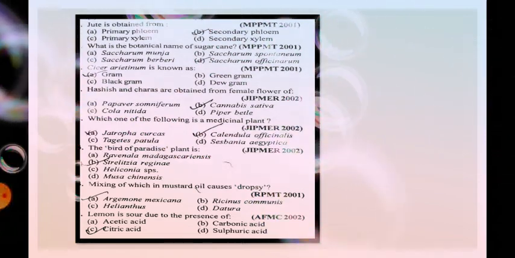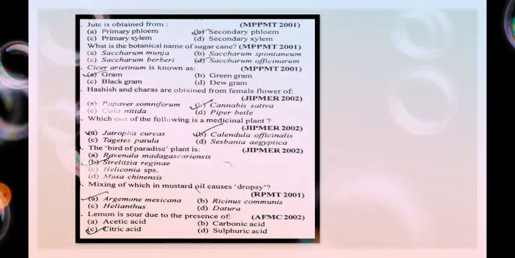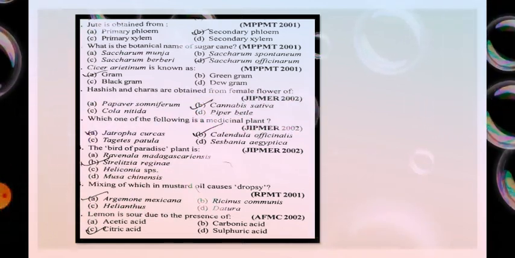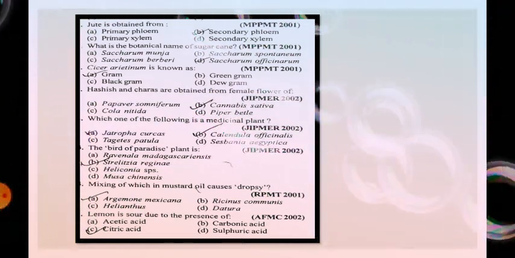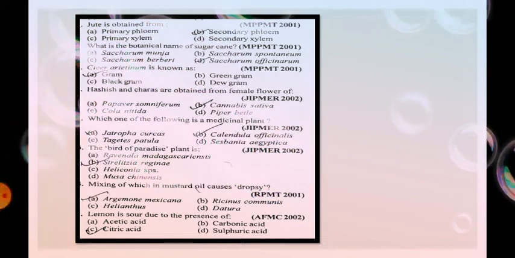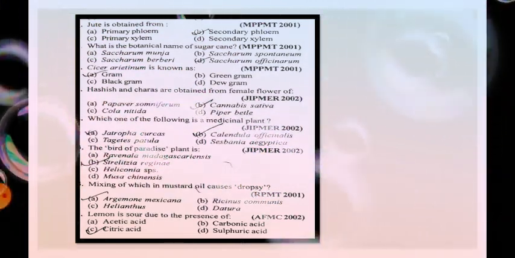Then comes the next question: mixing of which plant in mustard oil causes dropsy? Argemone mexicana. When mustard oil is mixed with Argemone mexicana, it causes dropsy.